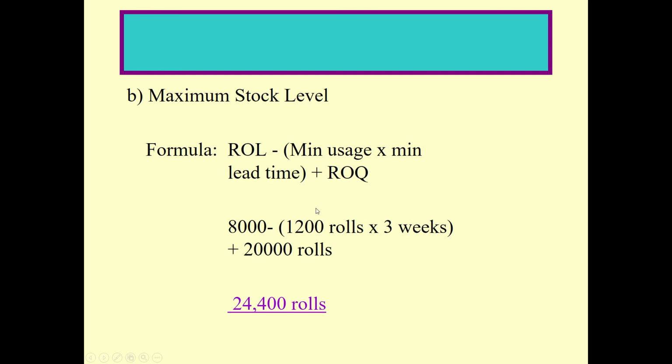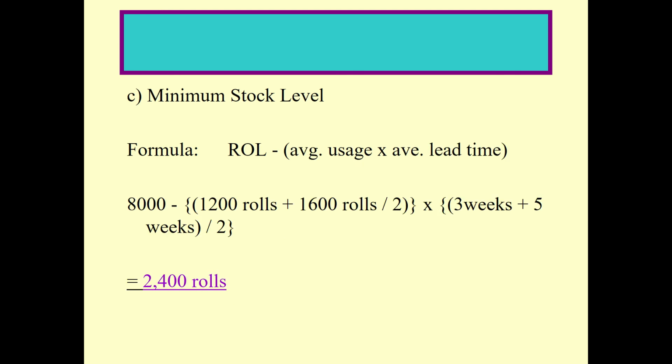The answer for maximum stock level is ROL 8000 minus, in bracket, 1200 roll, the minimum lead time of 3 weeks in bracket, and then you plus the 20,000 roll. Therefore, the answer for maximum stock usage is equal to 24,400 roll. Next, we go to the next question.